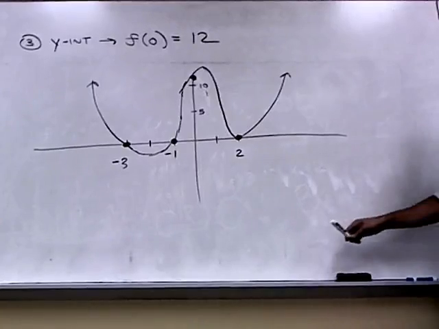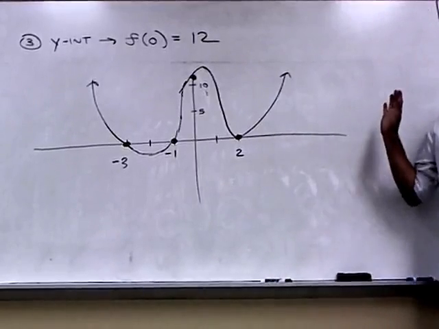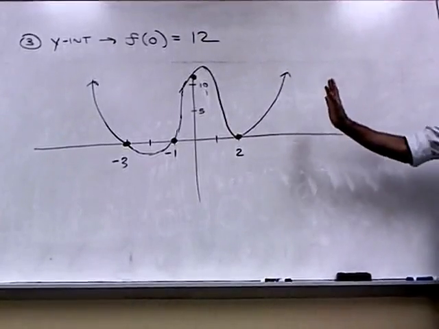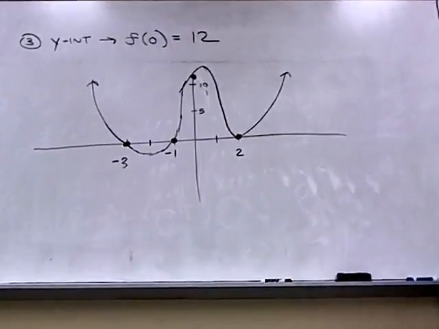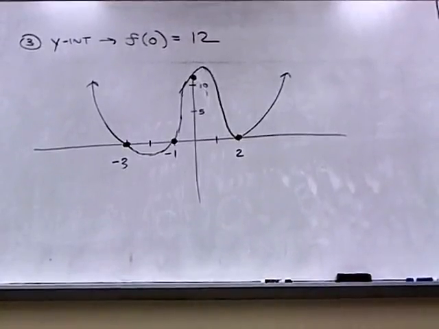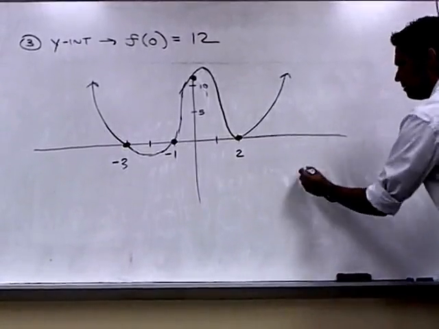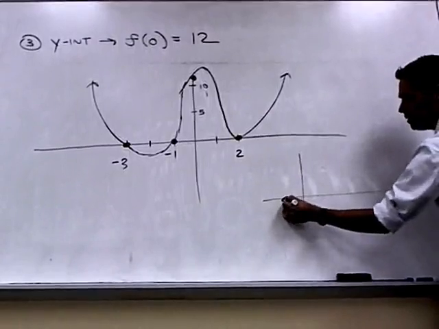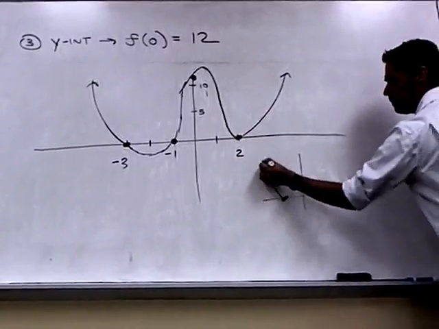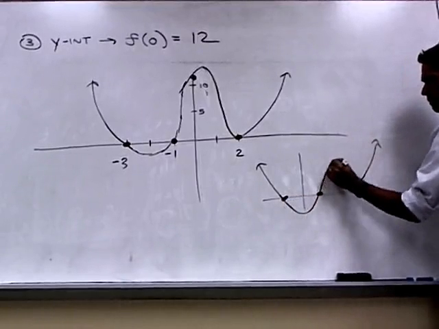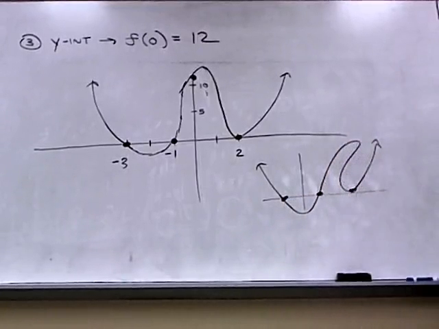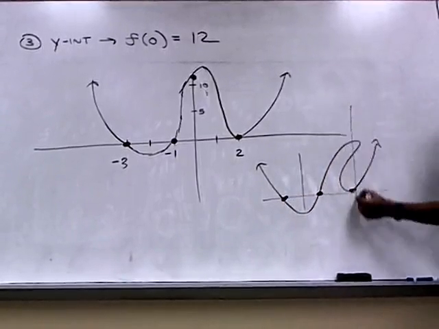When you're done with your picture, it must pass the vertical line test. Remember the test to see if something was a function? So when you're done and you step back, it can't look like this. You can't have something like that, that would not pass the vertical line test right there.